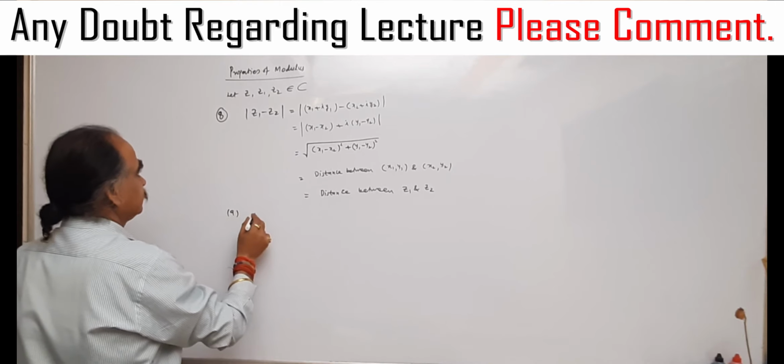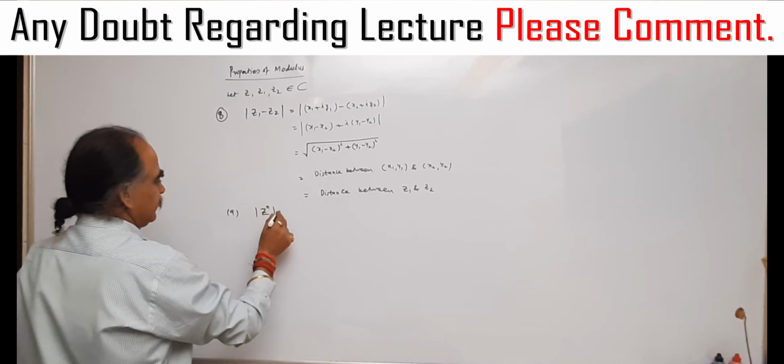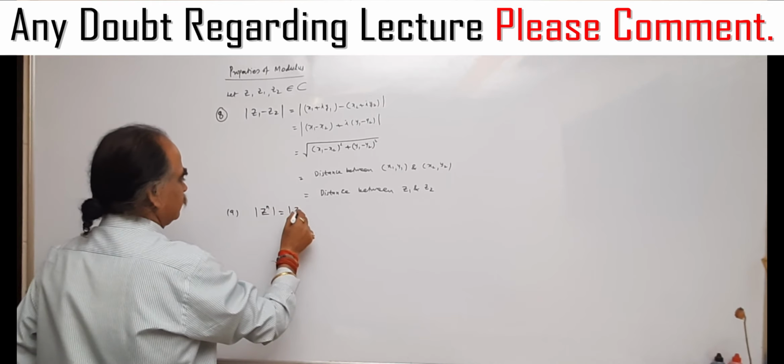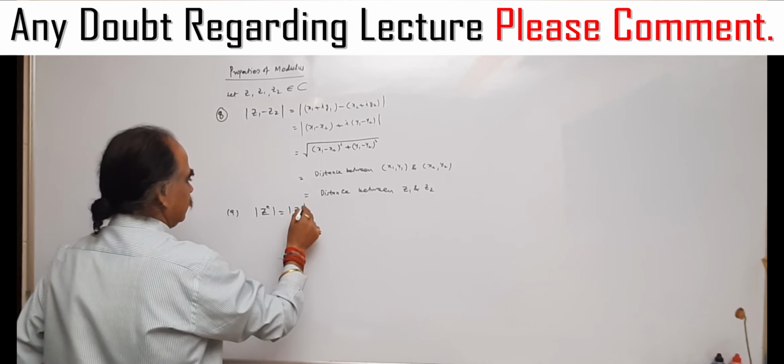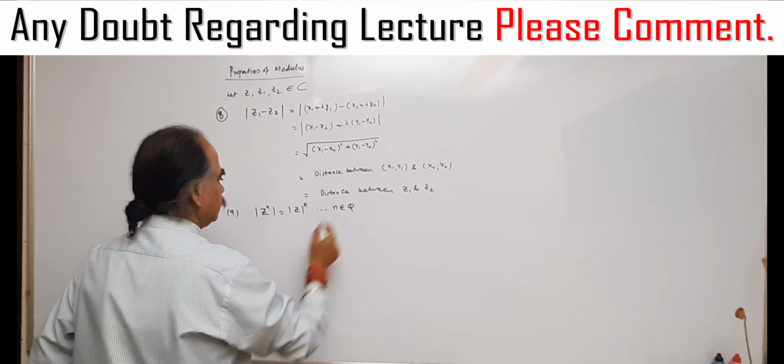And ninth is modulus z raised to n is the same as mod z raised to n, where n belongs to Q, rational numbers.